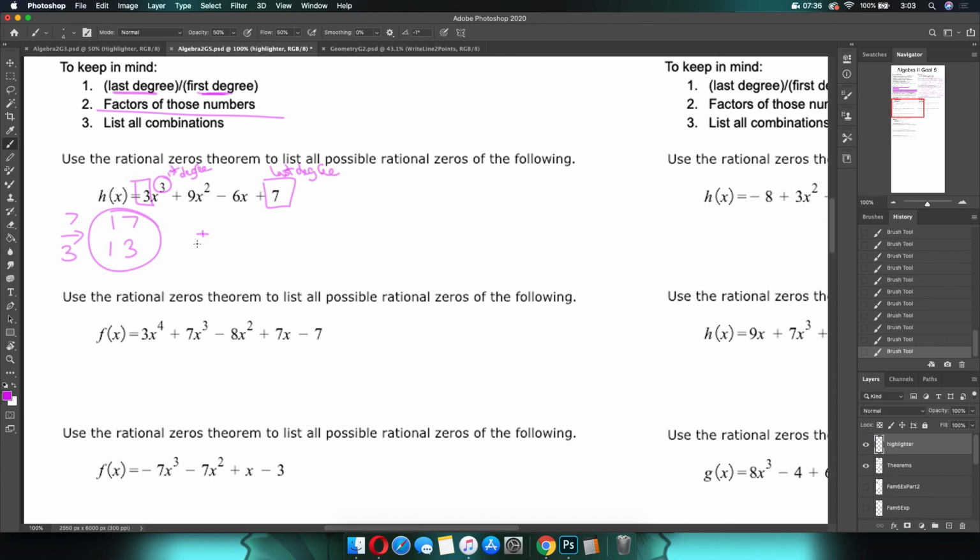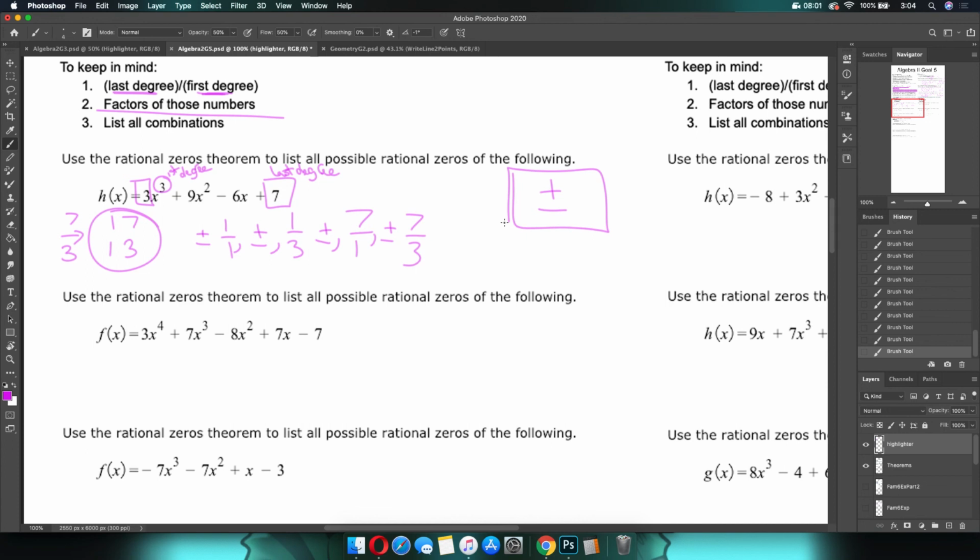We have 1 over 1. We have 1 over 3. We have 7 over 1 and 7 over 3. There's our list. And take notes. This button now, after all this time, exists in the calculator. They never gave it to you in Chapter 4 because they were mean, but now, at last, it's back.